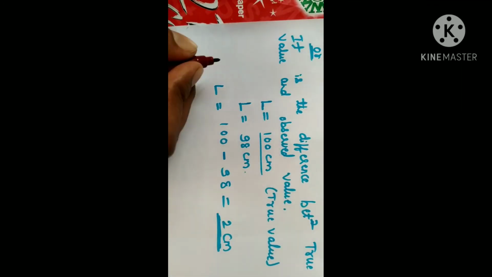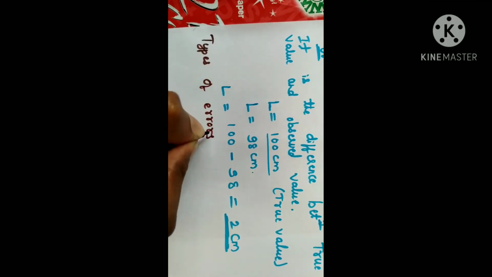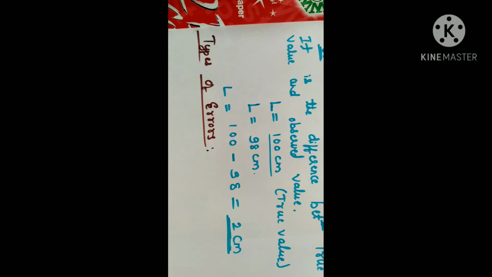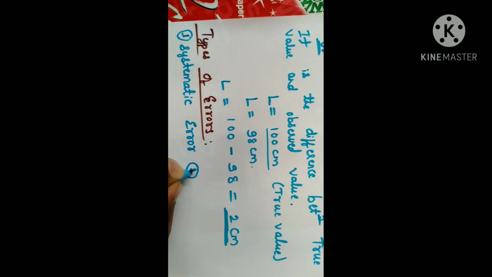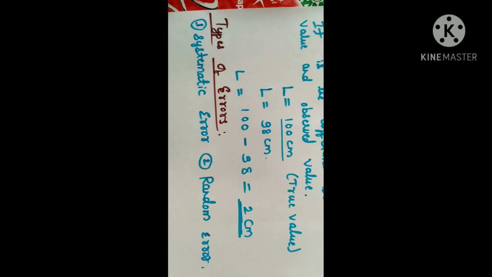Now let us discuss the types of errors. So actually there are mainly two types of errors. First one is systematic error. And second one is random error. Okay, now let us see one by one.